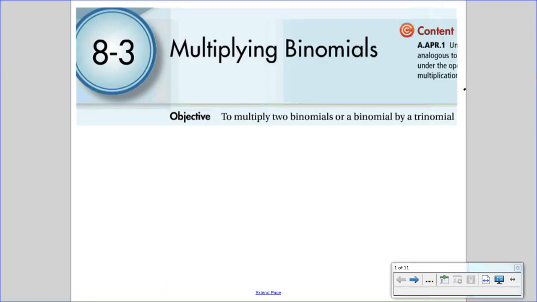Chapter 8, Section 3, we are now getting into multiplying binomials. So remember, binomials are just a polynomial with two terms. And so we're going to be either multiplying two binomials together or a binomial and a trinomial. And remember, a trinomial is just something with three terms.